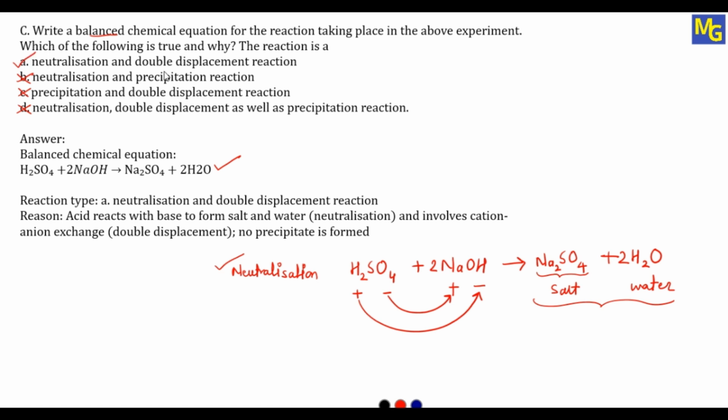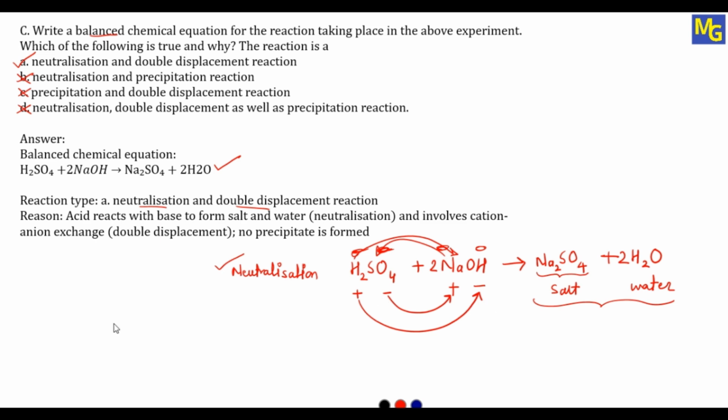What is double displacement? Displacement means changing place. Double means all the ions will change place: the positive of this, the negative of this, the positive of this, the negative of this, all the places will change. That is called double. So here the reaction is neutralization and double displacement. You can see the H plus which was here is going this side, and the Na which was here is coming this side. So all the cations and anions change place. Therefore it is double displacement.